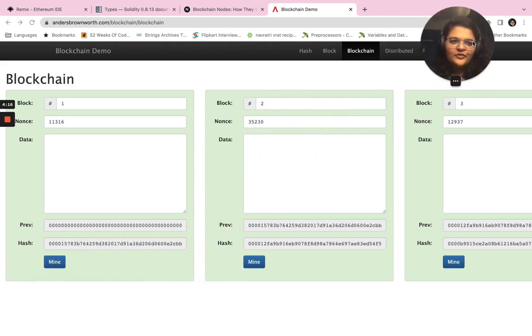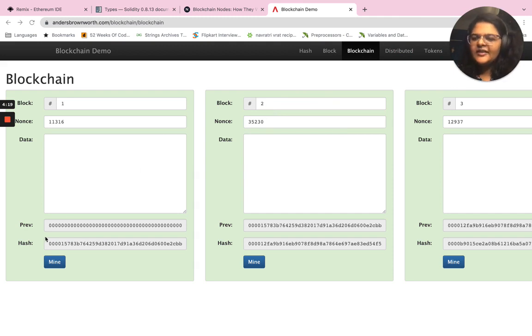I'm just going to move my video bubble. All right. So you can see that the first ever block, also known as the Genesis block, does not have any previous blocks. So its previous block hash comes up to 0. But there is a hash associated with the data that is present inside each of these blocks.